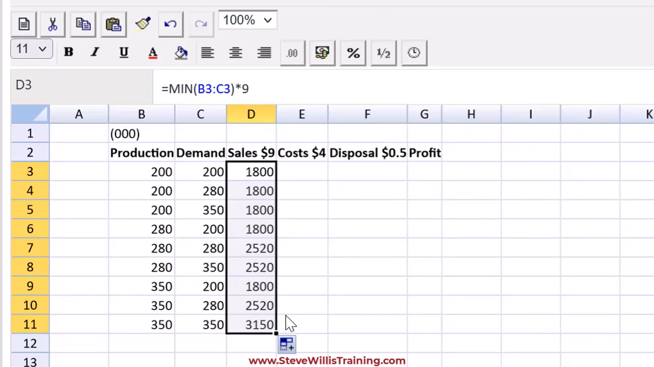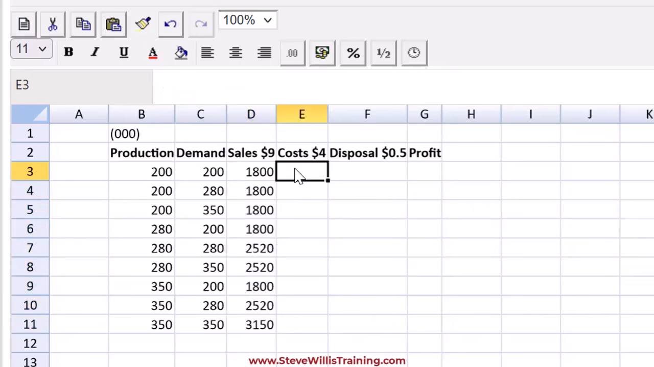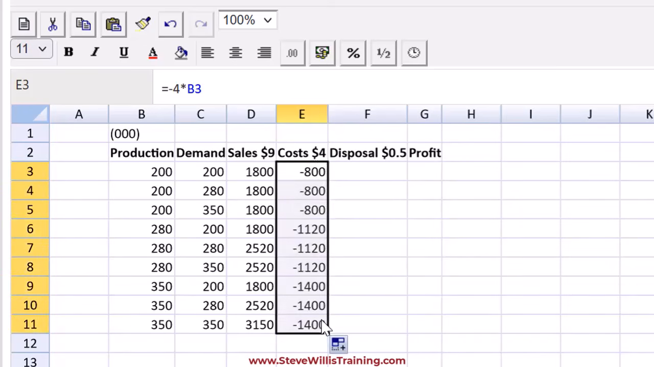Now, the costs are based on my production. I'm setting my production schedule early, and I'm committing to these costs. So if I produce 200, I'm going to get the cost of 800. So I'm going to multiply then by -4, using a negative so it's a cost and I can sum everything up quickly, multiplied by production. Now, copy that down. And look at that. Wonderful.